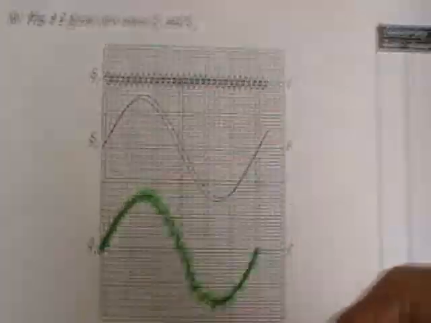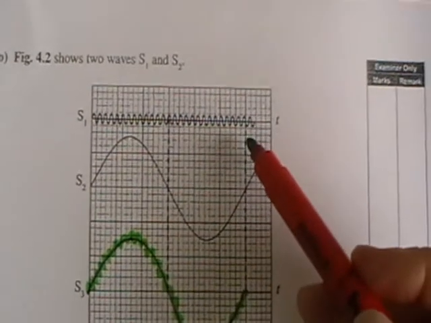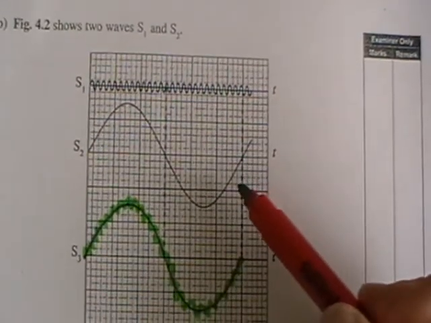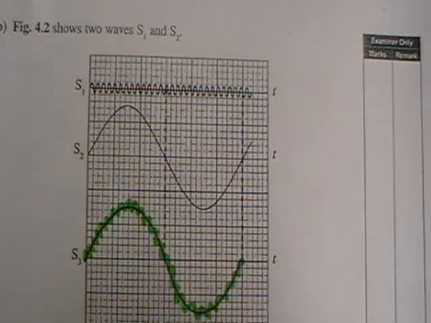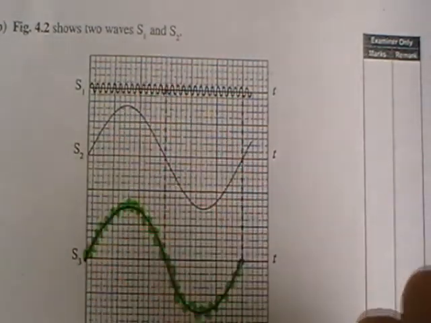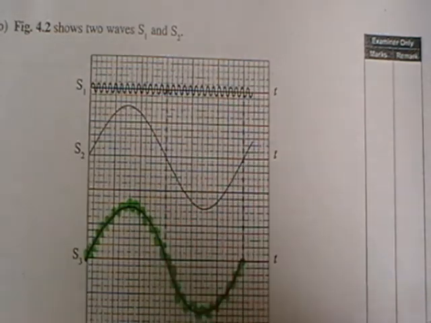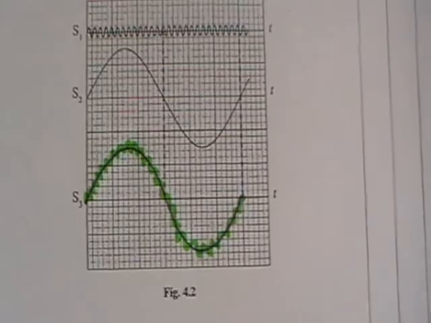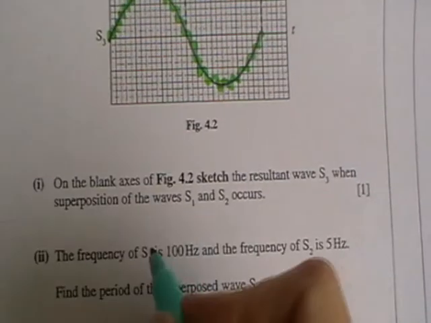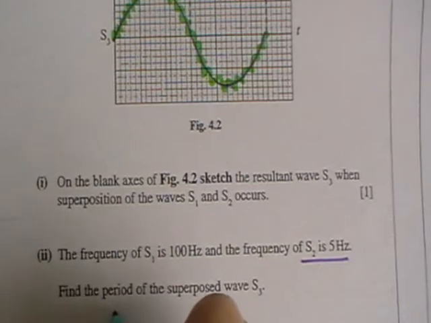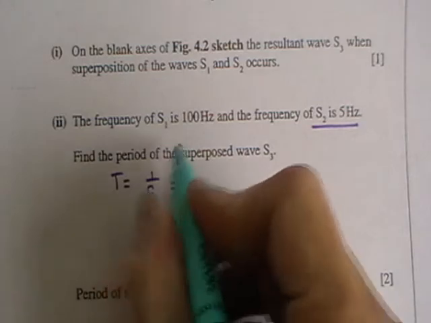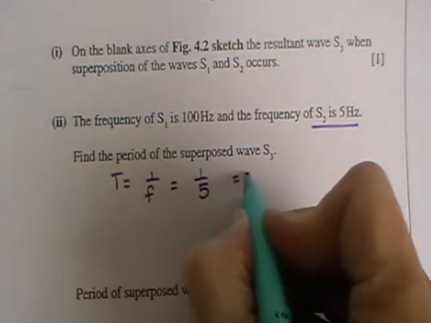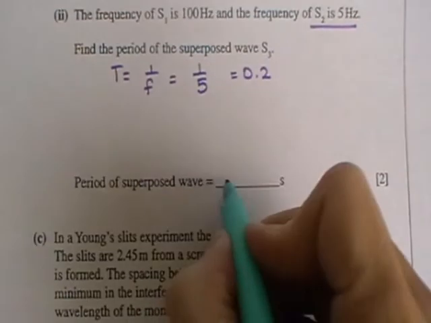The frequency of S1 is 100 Hz, that's this top one, and the frequency of S2 is 5 Hz. Find the period of the superposed wave S3. Now S3 is just going to have exactly the same time period as S2, because obviously it's just this wave with this one on top of it, and this one hasn't made any difference to its time period. And so we're just going to do a calculation. We know that we're going to use the S2 value, and therefore the time period is equal to 1 over the frequency, which is 1 over 5, which gives you 0.2.